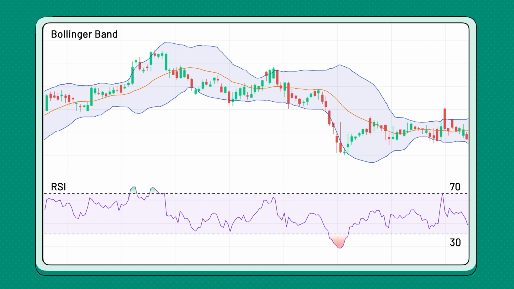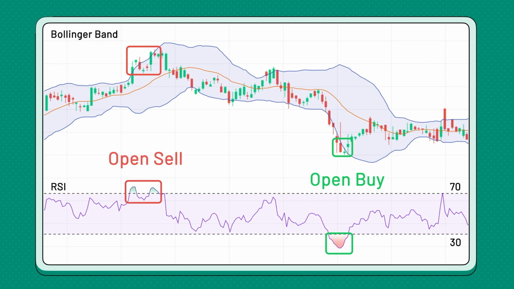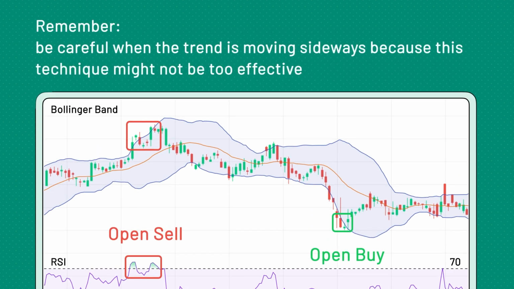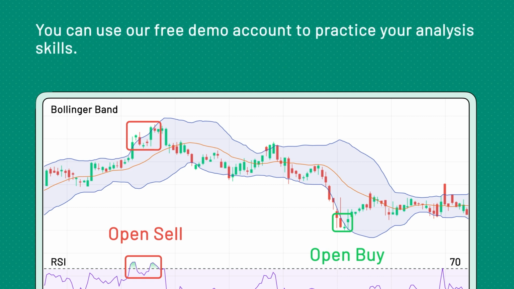For example, if the price moves below the lower Bollinger Band and the RSI also goes below 25, you can consider to open buy. If it moves above the upper Bollinger Band and RSI goes above 75, you can consider to open sell. But remember, you need to be careful when the trend is moving sideways, because this technique might not be too effective. You can use our free demo account to practice your analysis skills.